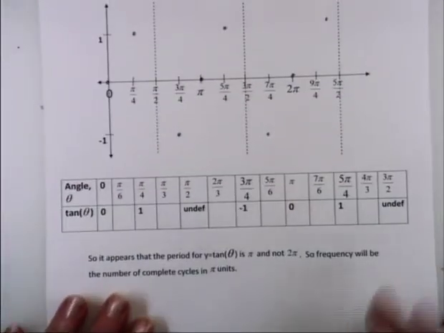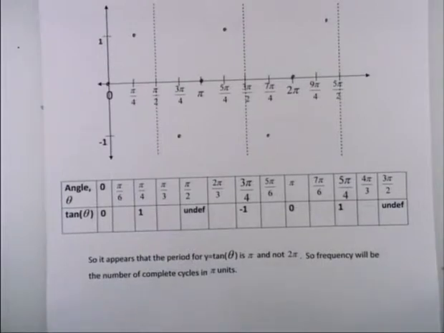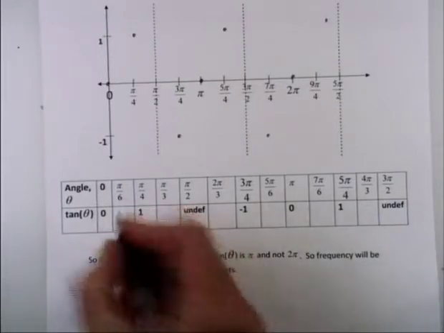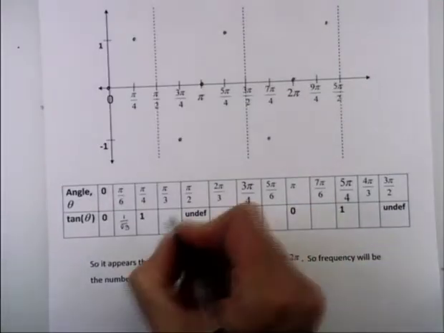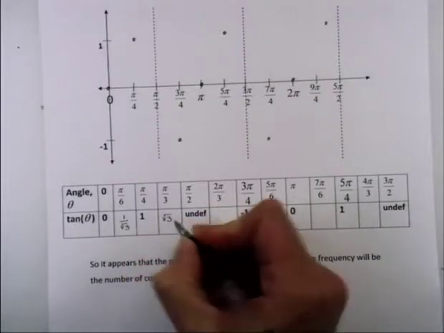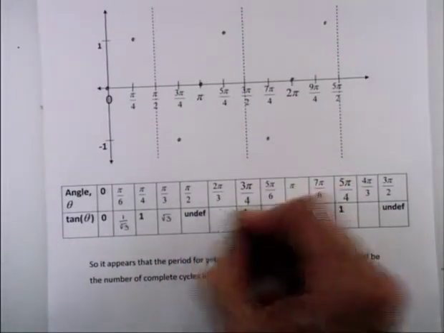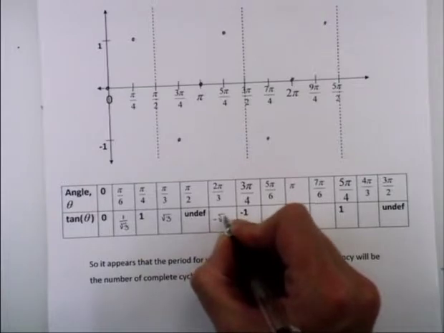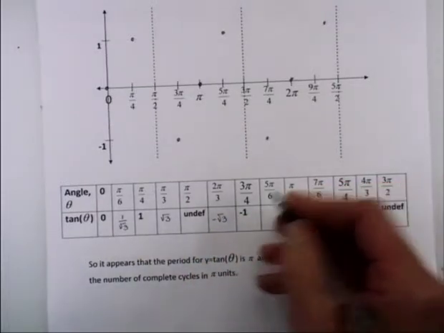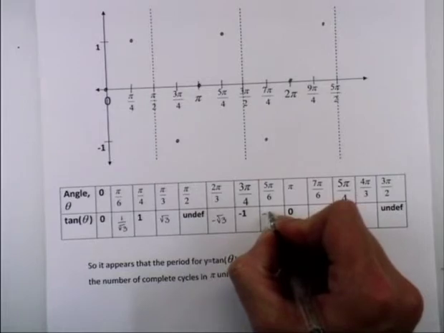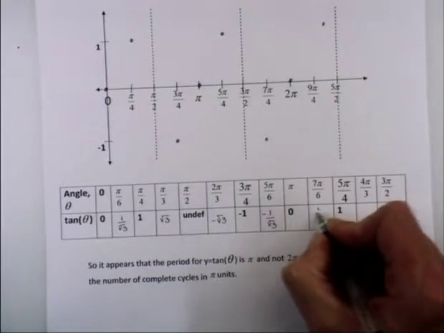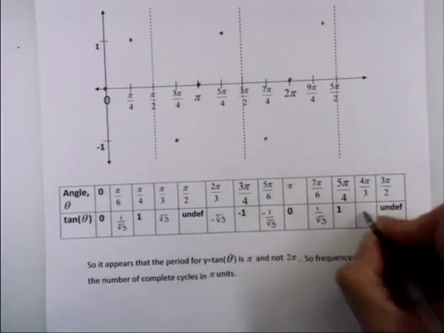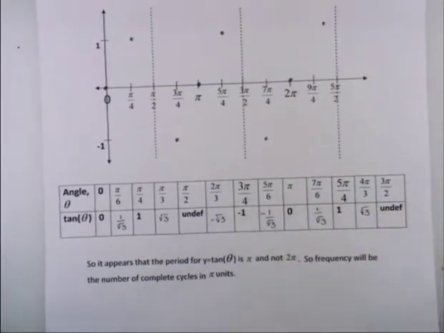All right, so I've added to our list down here a few more points. At pi over 6, we get 1 over the square root of 3. Pi over 3 is square root of 3. At 2 pi over 3, we have negative square root of 3. At 5 pi over 6, we have negative 1 over square root of 3. And then 1 over square root of 3, and square root of 3 to finish out the chart. So again, you can do this very quickly by finding those ratios.